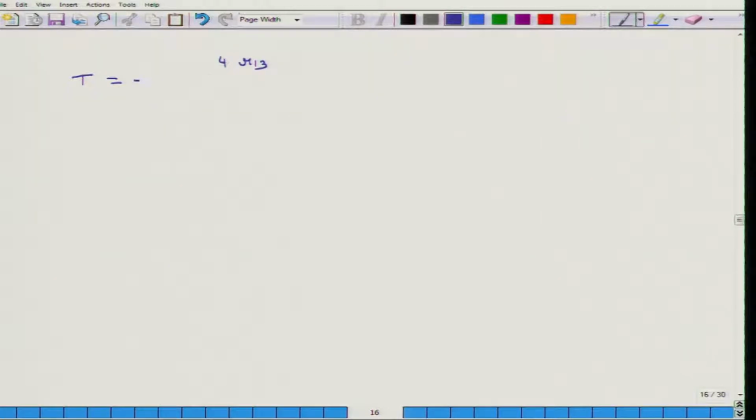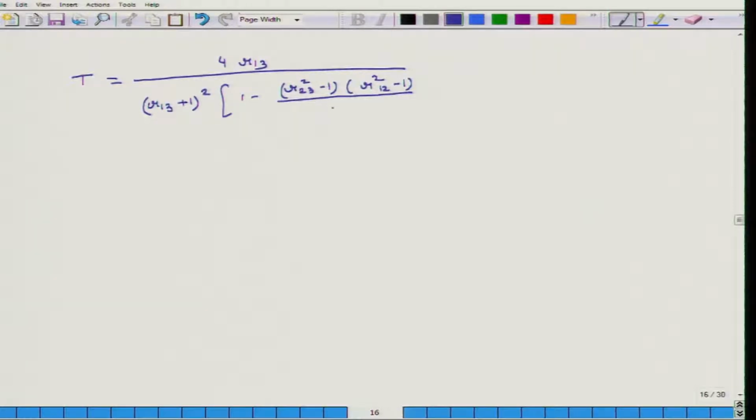4R13 divided by (R13 plus 1) whole square times (1 minus R23 minus 1) square times (R12 minus 1) square, divided by (R13 plus 1) whole square sine square K2L.